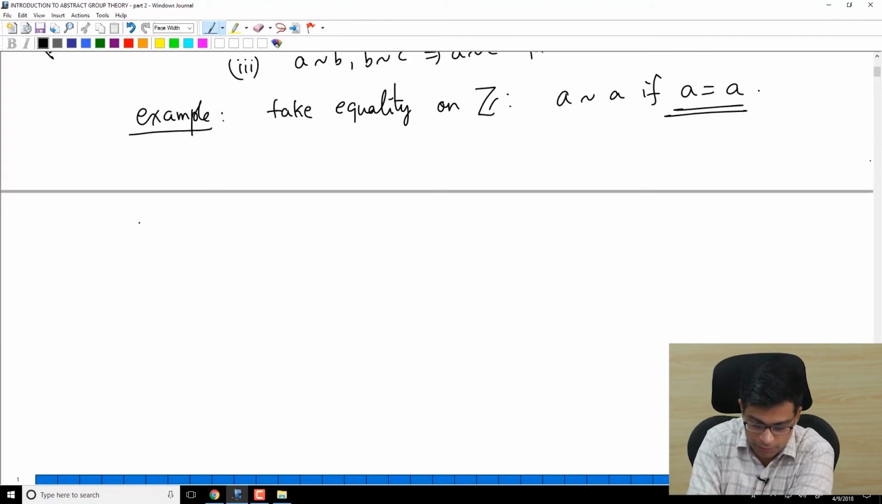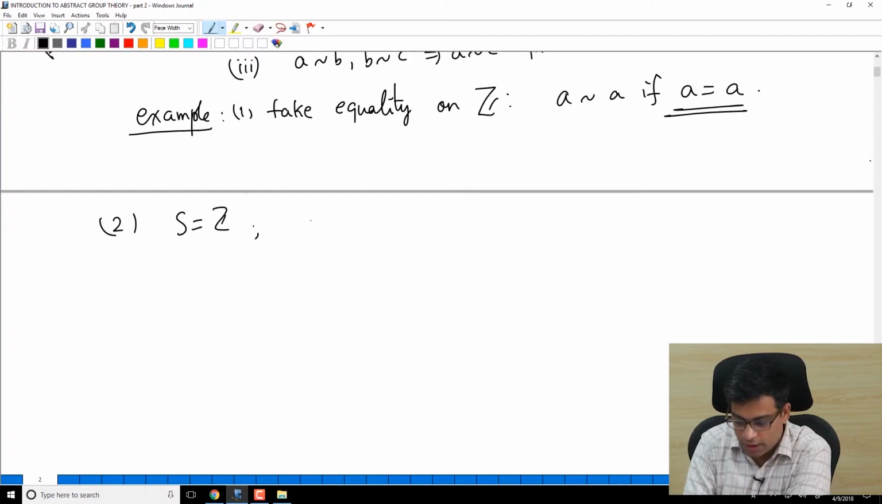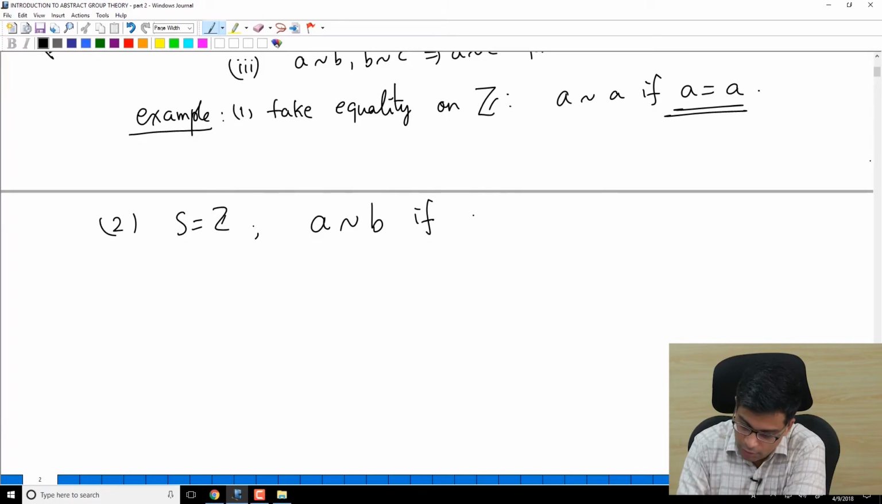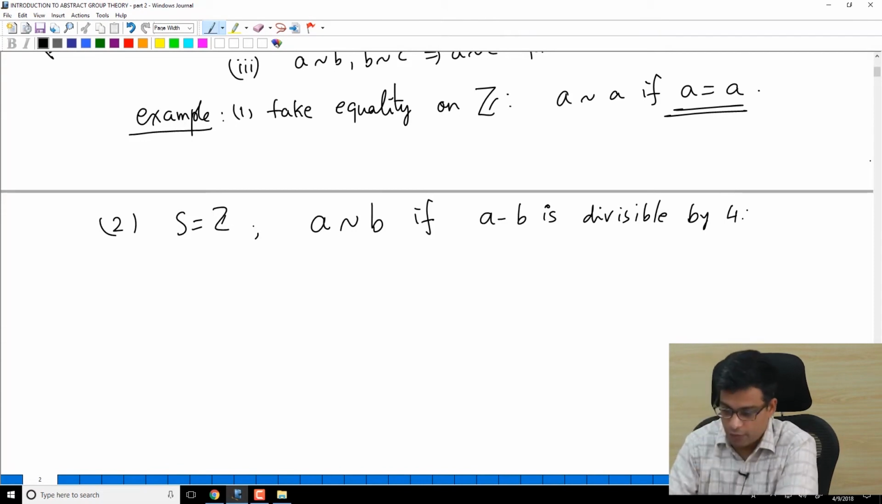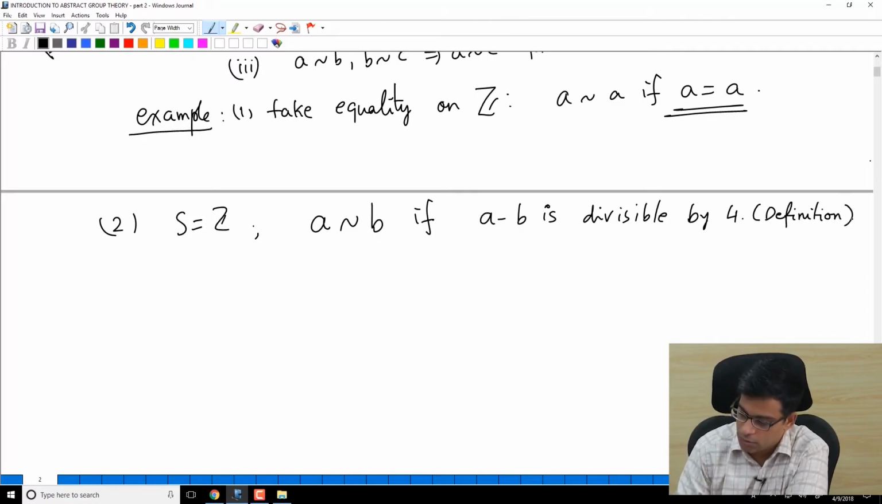So another example, take again the integers, but now you say that A is related to B if A minus B is divisible by 4. Okay, so A is related to B if A minus B is divisible by 4. So this is my definition of a new equivalence relation.